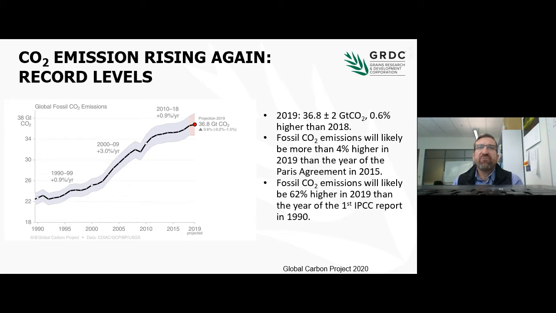And if you look at the first period from 1990 to 1999, you can see that the average annual rate of emissions was almost 1% per year. And then from 2000 to 2009, there was a marked acceleration in the rate of emissions annually, increasing to about 3% per year.